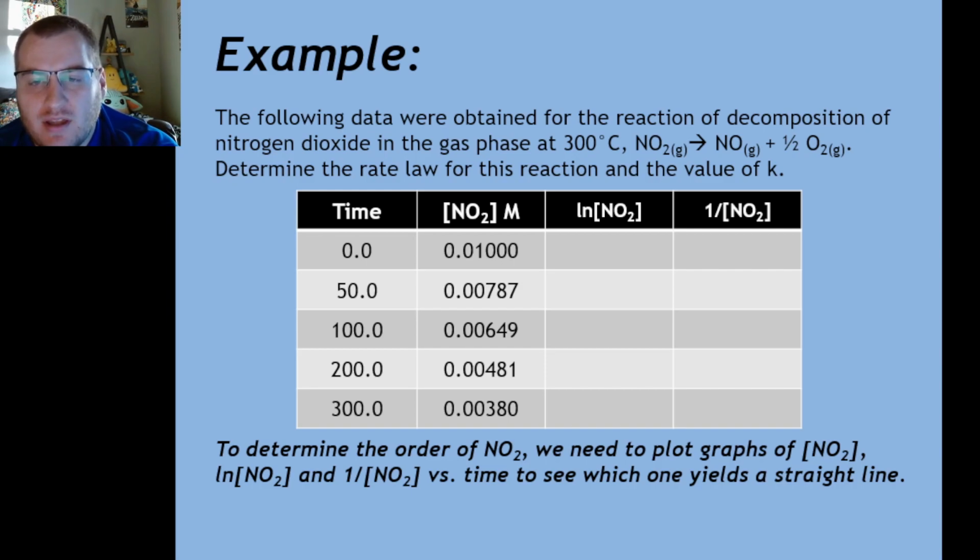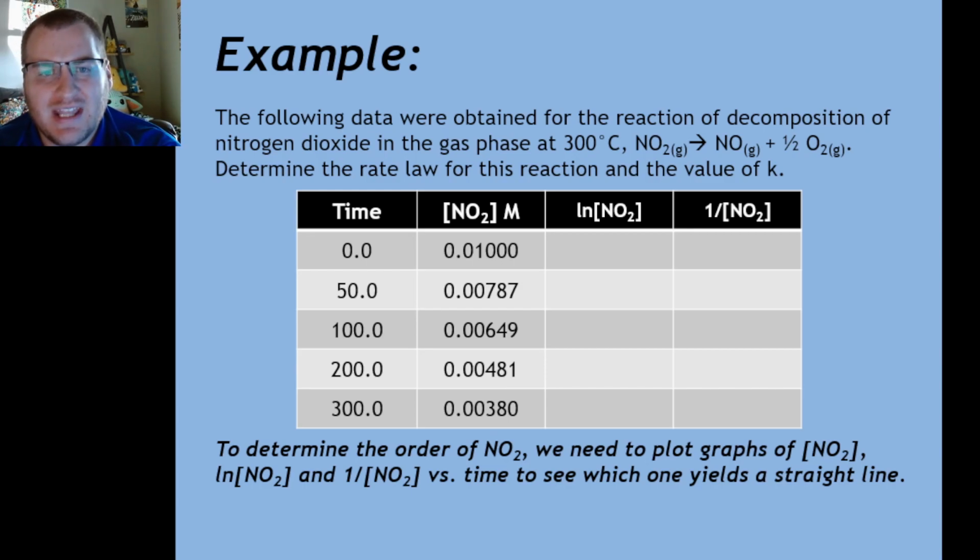I have my time, 0, 50, 100, 200, 300. I have my concentration of NO2, which was recorded at each of those times. I want to figure out what's the order of this reaction. It's going to be 0, first, or second. If I graph just this data and it makes a straight line, it's 0th order, because this is just the original concentration of NO2 versus time. What that would mean is this happens at a constant rate, regardless of how much NO2 I have.